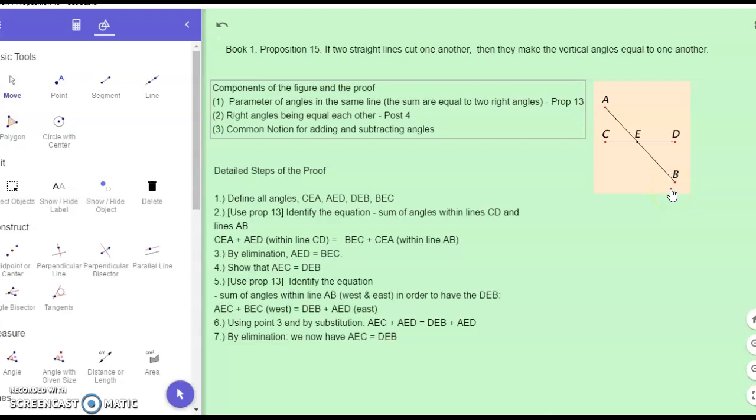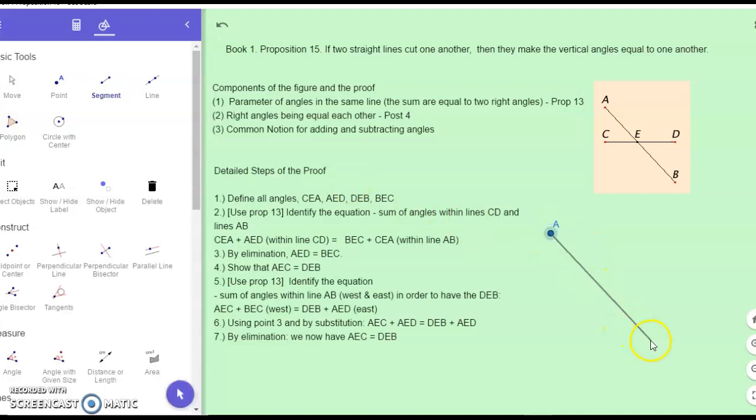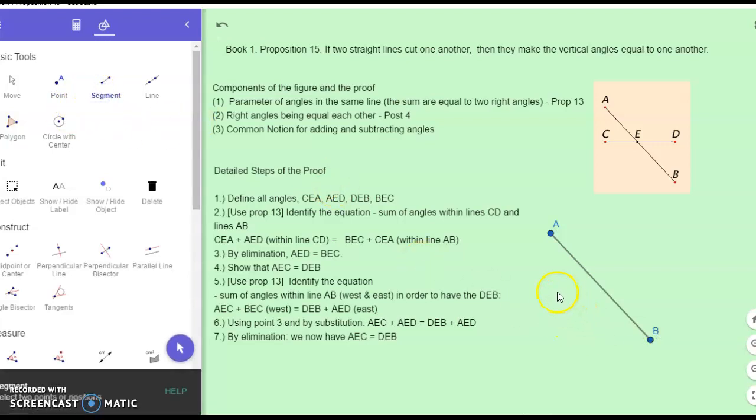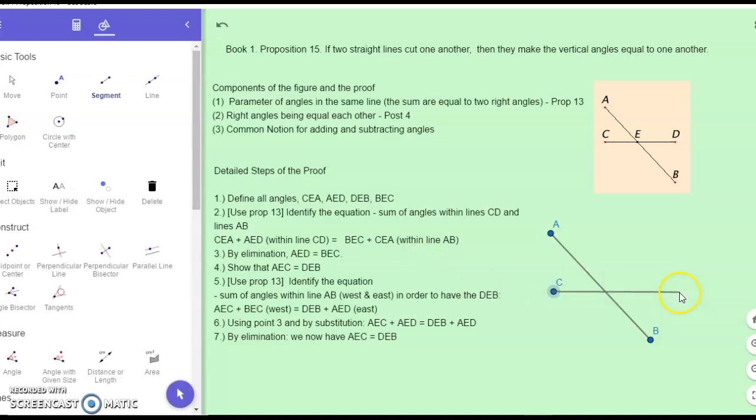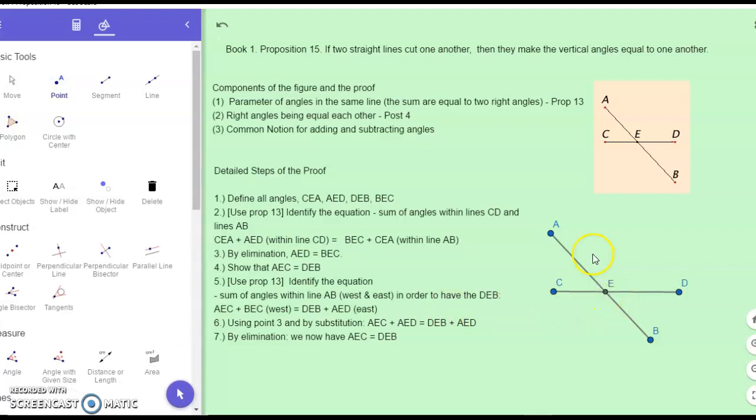So let's discuss the detailed steps of the proof. First of all, we have to define all of the angles, so let's replicate the figure. We have AB and we have CD. Let's identify the angles. We have C, and then we have the common point, E. So CEA here, and then we have AED, and we have DEB here and BEC at this side.